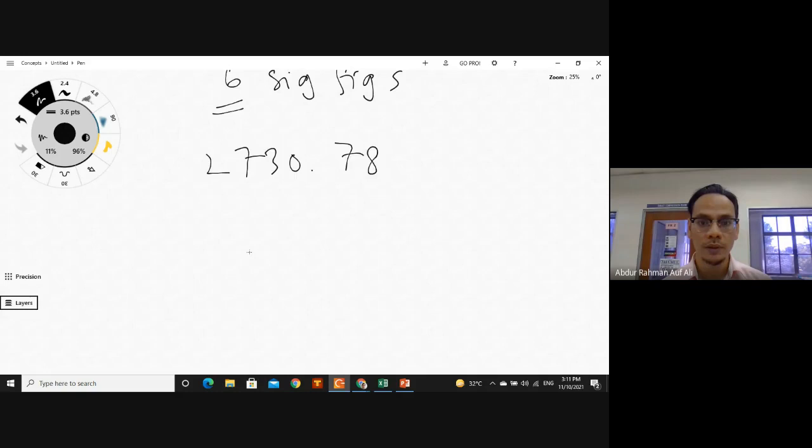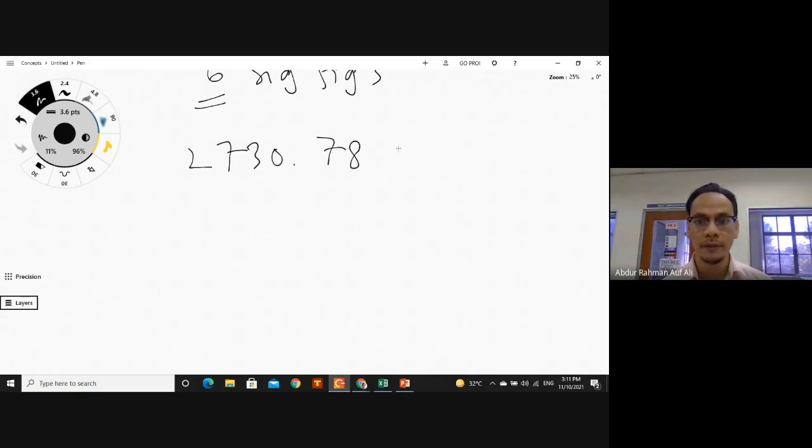Bundarkan 2730.78 to 4 significant figures. So what does that mean adalah kamu kena bundarkan dia kepada 4 nombor bererti. So how would you do that adalah kamu determine dulu from left to right siapa yang signifikan. So kita dah establish tadi kesemua value ni, kesemua digit ni adalah signifikan.